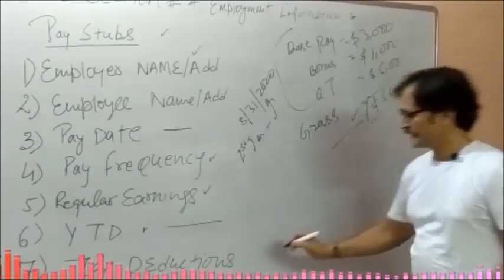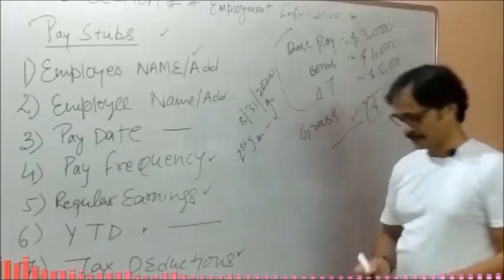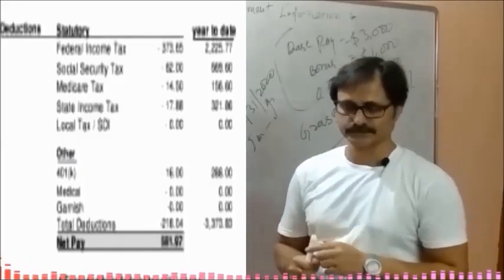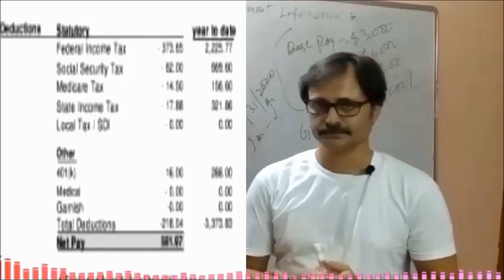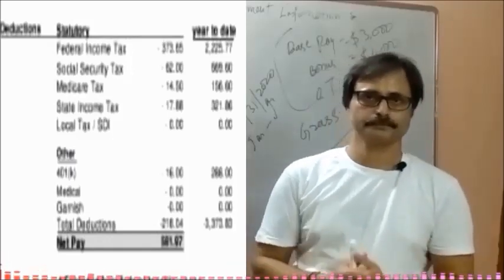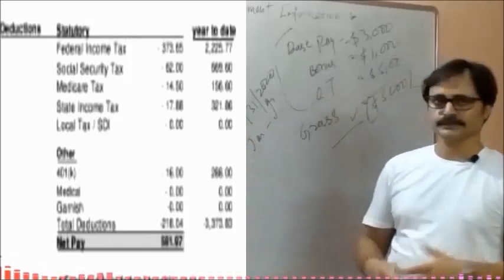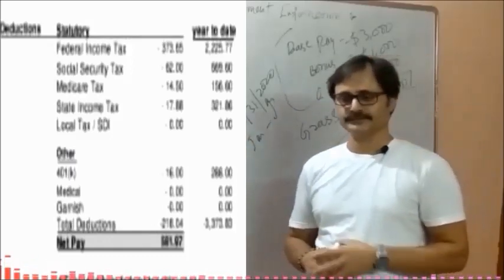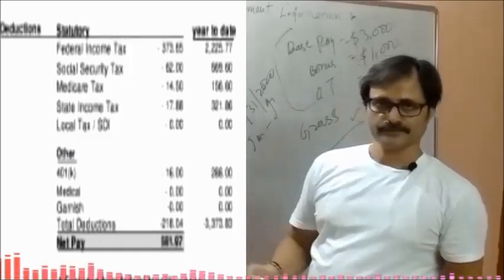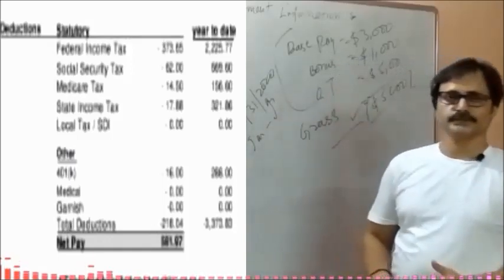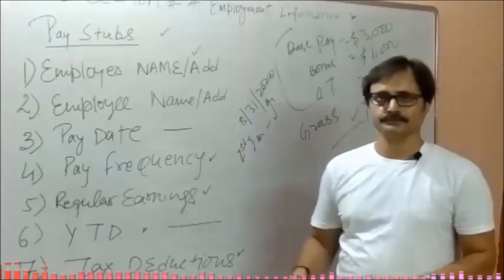Okay, the next is tax deduction. Tax deduction is one of the mandatory fields which should always be there. If tax deductions are not appearing on a pay stub, that pay stub could not be considered. Fine? Because as per the government, whoever is working with any employer, whether government or private, there should be a tax deduction. Tax always needs to be deducted by each employer.